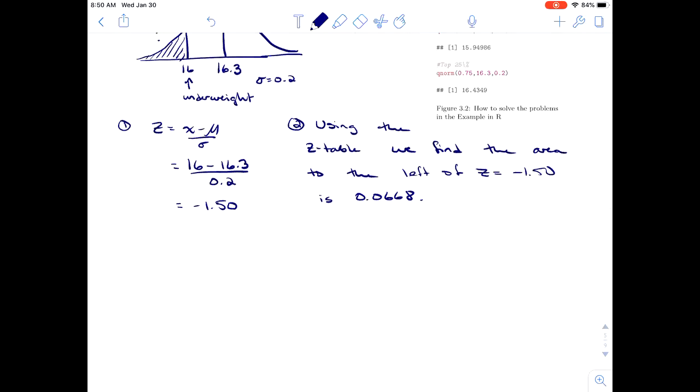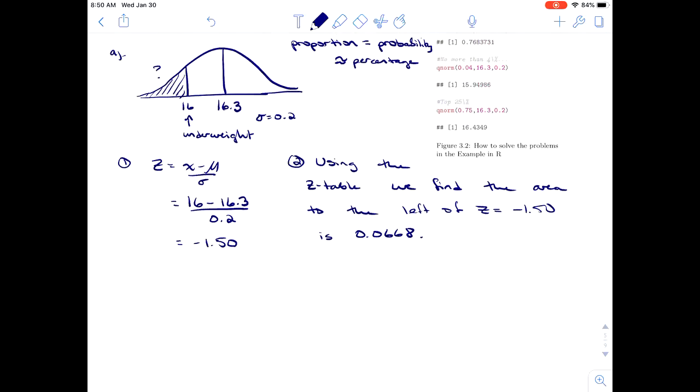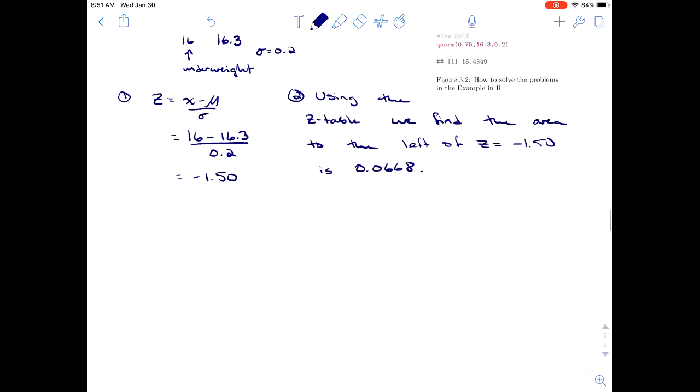Because that's the area that we're looking for, that's the answer. You would start there, even if I wanted to know, well, what proportion of boxes are not underweight? That would be 1 minus 0.0668, right? But because your first stop is finding the area to the left, I'm going to write that out. And so, therefore, the proportion of underweight boxes is 0.0668.